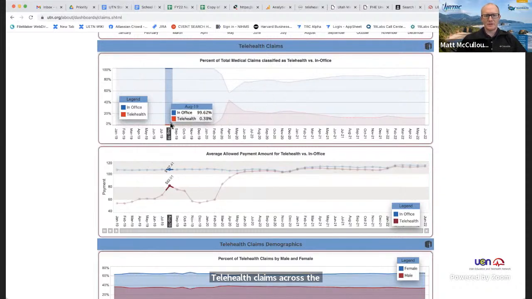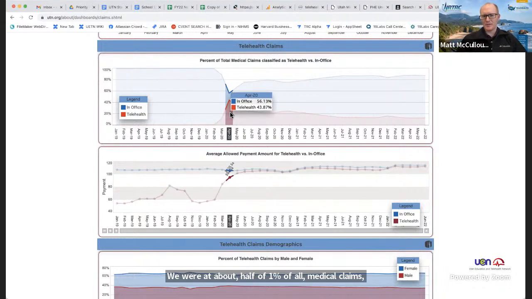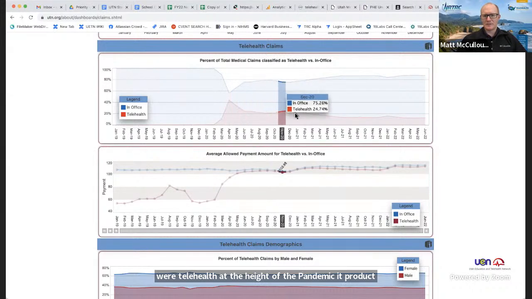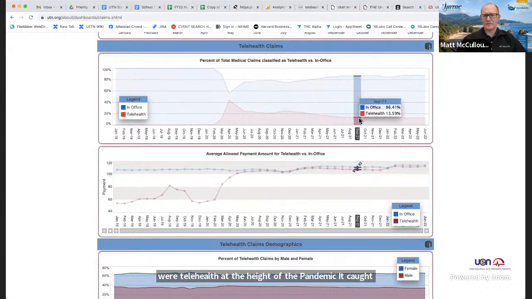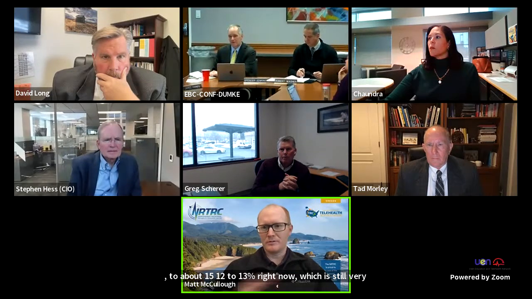Before COVID started, we were at about 0.5% of all medical claims were telehealth. At the height of the pandemic, it got up to 43%, and it's slowly tapered off, as you can see, to about 12 to 13% right now, which is still very significant in terms of total medical claims statewide. 12 to 13% is still telehealth. So we'll be tracking that, and I shared this with the advisory council.